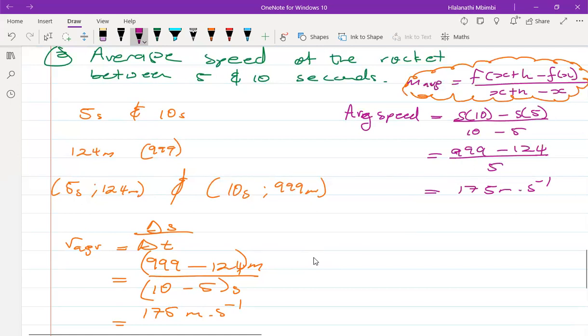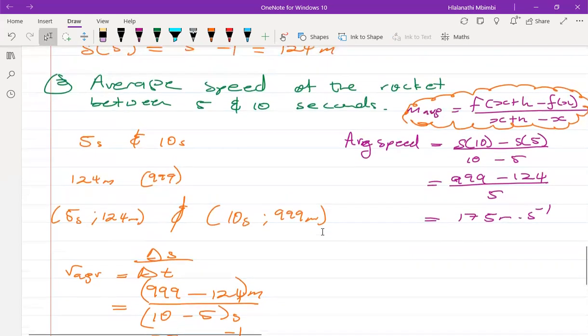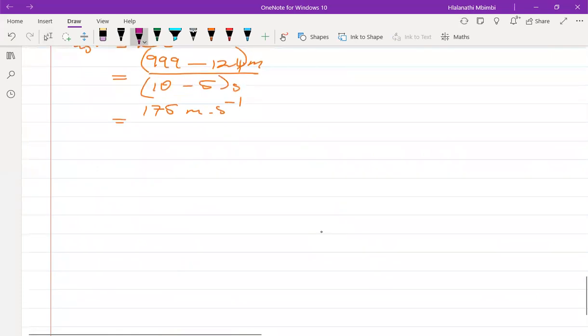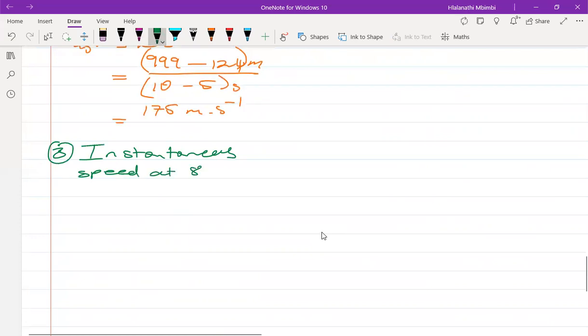Okay, right. So this one highlights a lot about what we've done so far in calculus. That's why I kept using the physics interpretation about why we need calculus. Now, the third one, they say, find the instantaneous speed at 8 seconds.